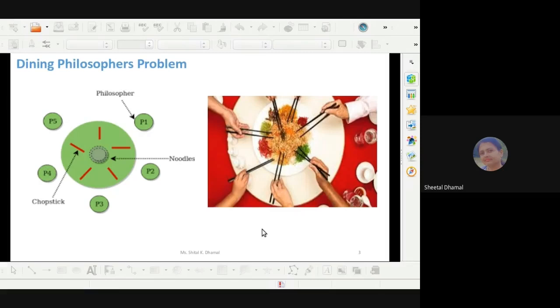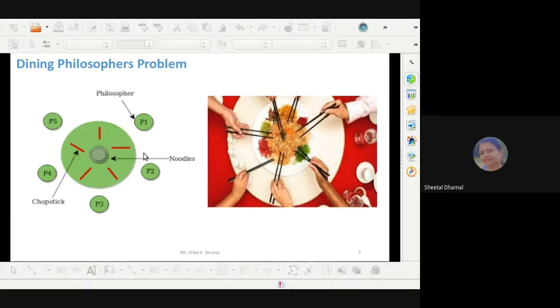Is this the dining philosophers problem? This is the classical problem which is used to achieve process synchronization. Here you can see two diagrams, one figure on the left-hand side and one image on the right-hand side. What is this image representing? It is representing the dining philosophers problem.